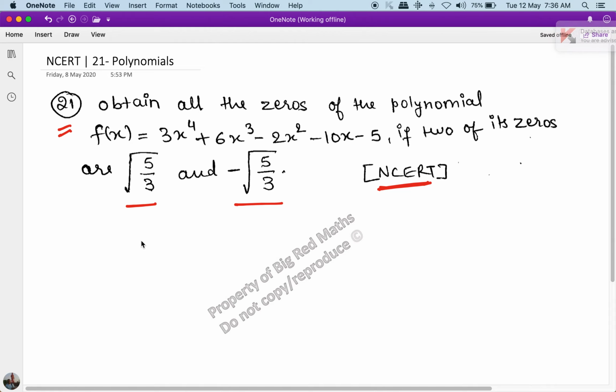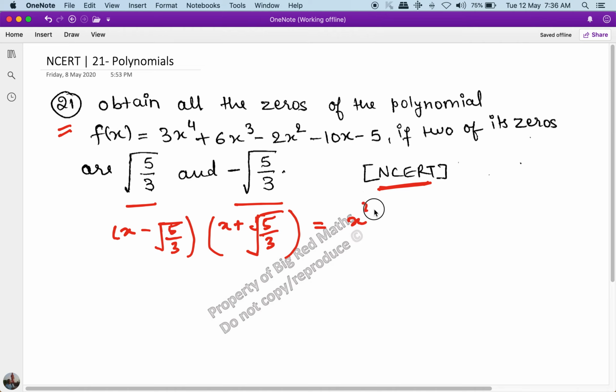Now, we know that if root 5 by 3 and minus root 5 by 3 are the zeros, then x minus root 5 by 3 and x plus root 5 by 3 are the factors. The product of these is also a factor of the function f of x, and if I multiply these two, what I get is x square minus 5 by 3.